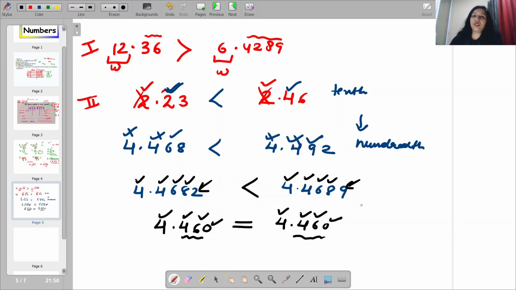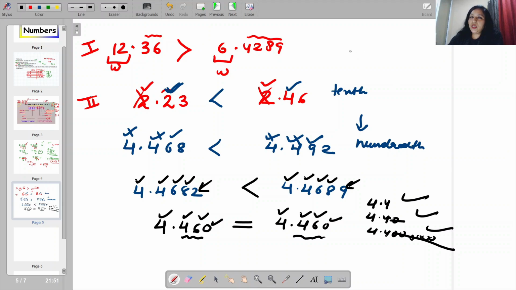तो अगर आपको ऐसा कोई नंबर मिलता है 4.4, 4.40, 4.400 or maybe as many zeros, they all are equal because these zeros to the right, they do not have any value. Correct? So I hope the comparison is also understood.